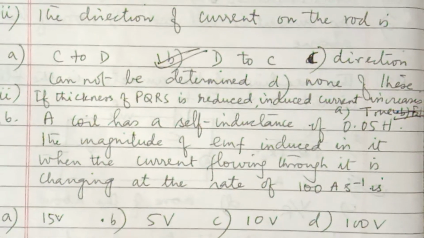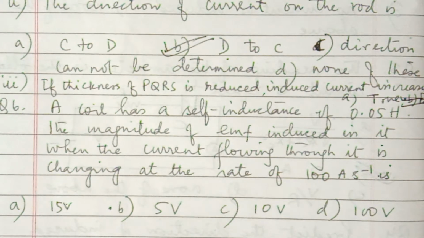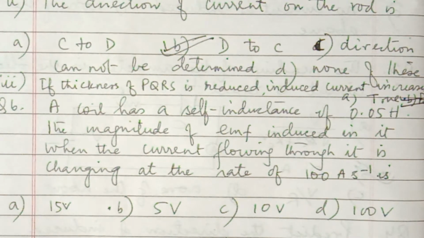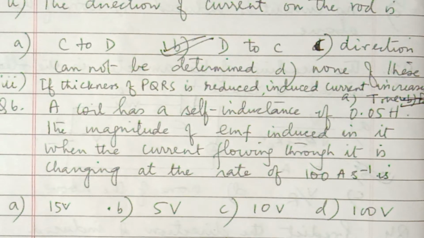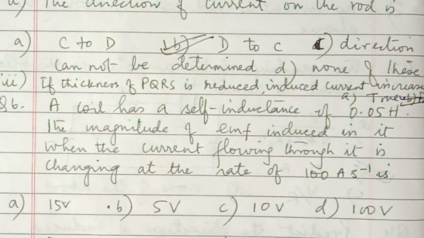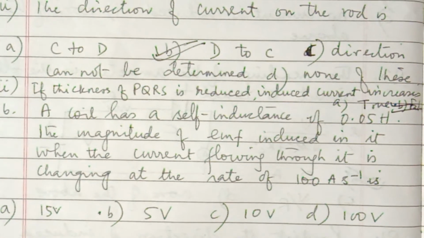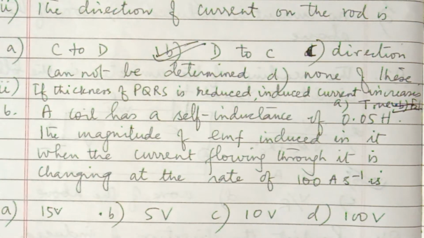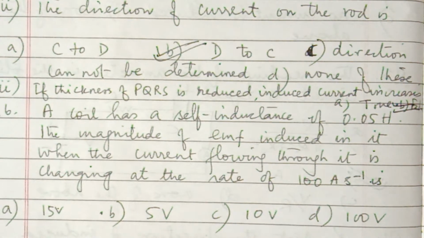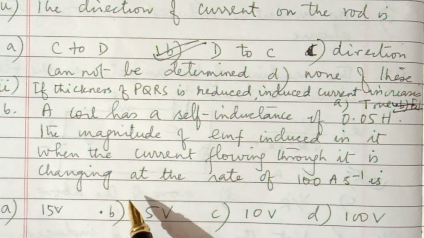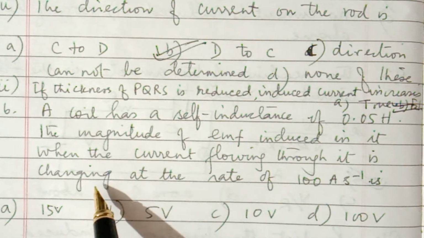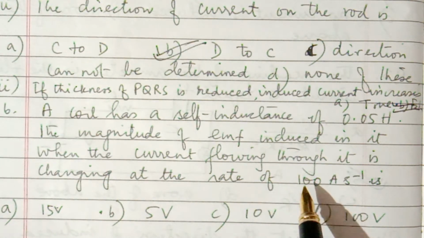Okay, so let us go to the next question. A coil has a self-inductance of 0.05 Henry. The magnitude of EMF induced in it when the current flowing through it is changing at the rate of 100 ampere per second is 15 volt, 5 volt, 10 volt and 100 volt. So which formula you have to use here? This is the question of self-inductance. L is given, EMF you have to find, and the current is changing at the rate of 100 ampere per second.